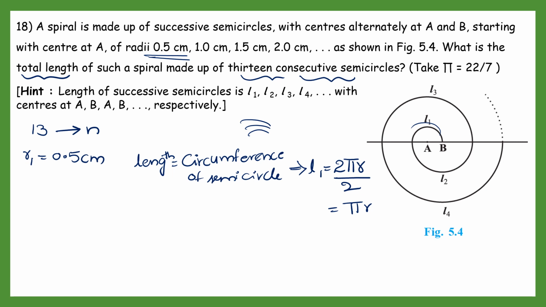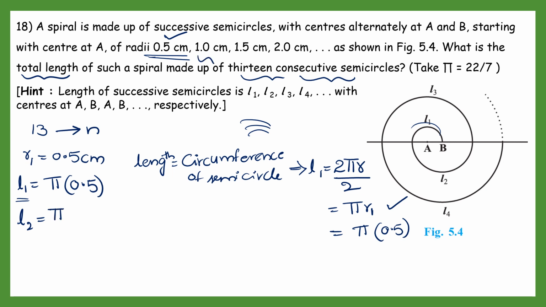It is the first semicircle, so let us consider it as R1. So L1 is pi into 0.5, as the formula is pi r. The first semicircle radius is 0.5 centimeters, so its length will be pi into 0.5. Next, the length of the second semicircle is pi into r, where r is 1 centimeter. Next, L3, the length of the third semicircle, is pi into 1.5.